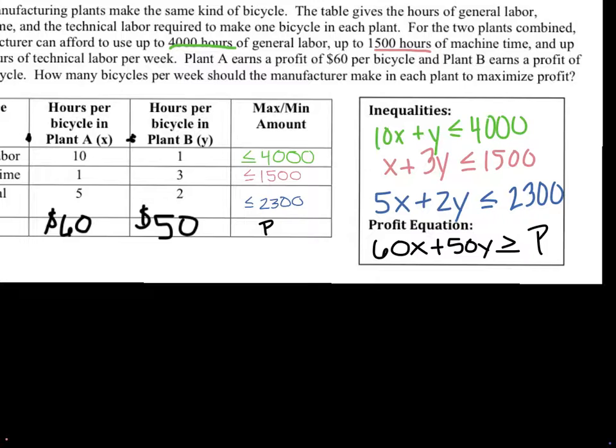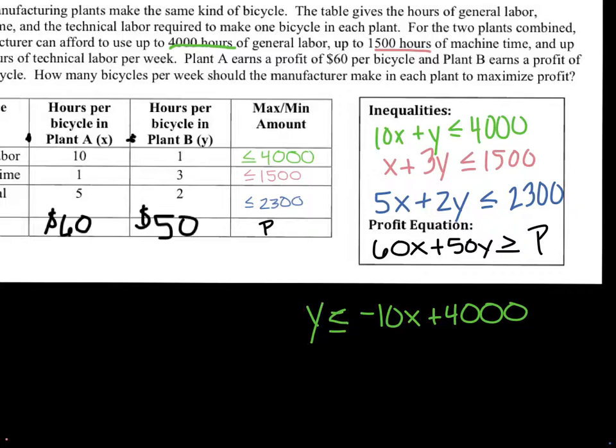So if we rearrange these, and I've already done this, so I'm not going to show the steps, but if we rearrange these to try to get y, because if you see that graph below there, we're going to have to graph these. So in order to graph them, we need them in the slope-intercept form, which means we need y by itself. So the first one's pretty easy. We end up with y less than or equal to negative 10x plus the 4,000.